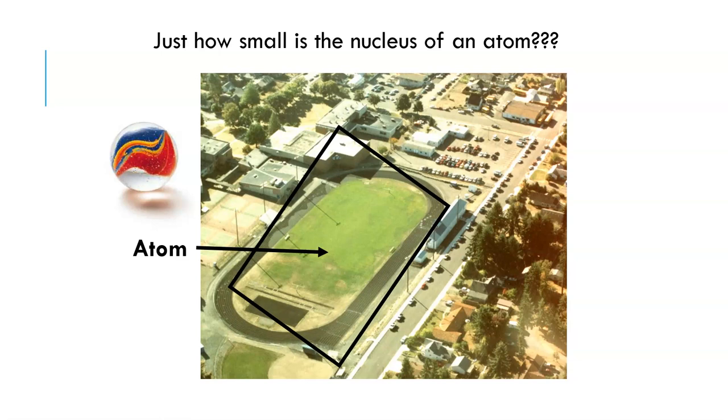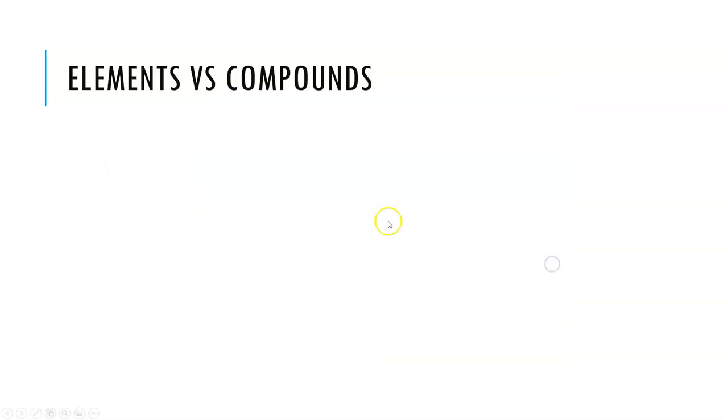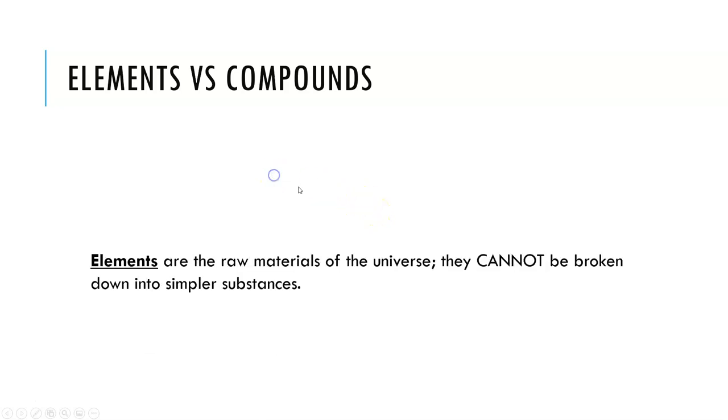Other people have said the difference between the size of the nucleus of an atom and the overall size of the atom is like comparing the moon to the sun. Really, really small. All right, so let's talk briefly about elements versus compounds.